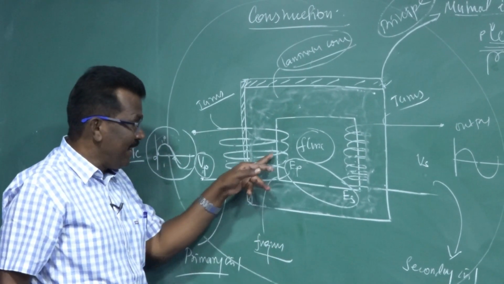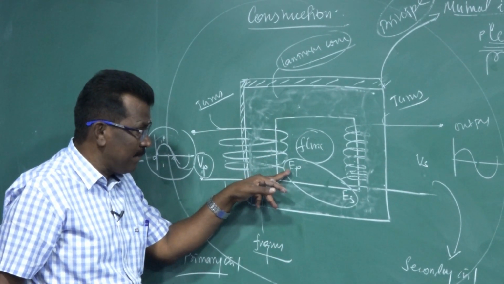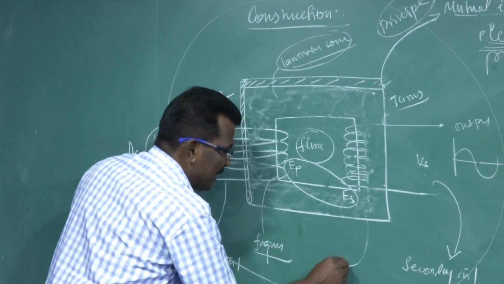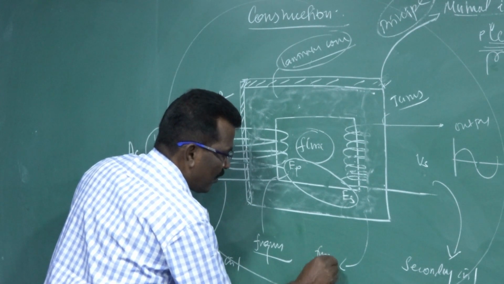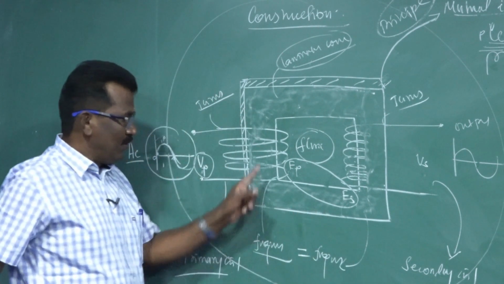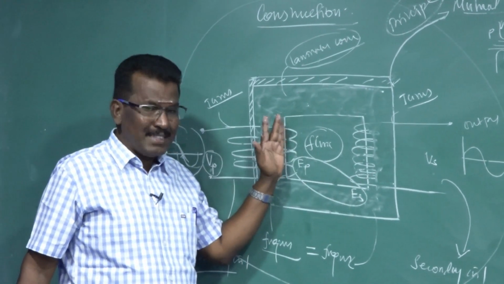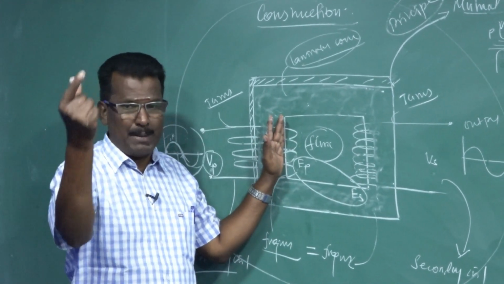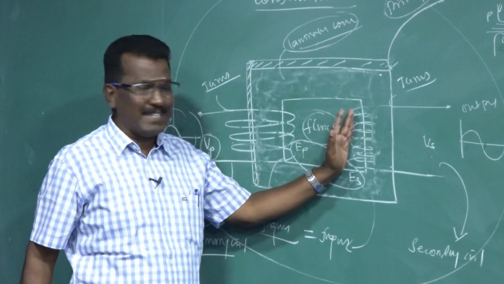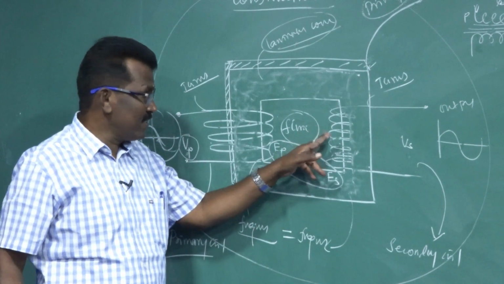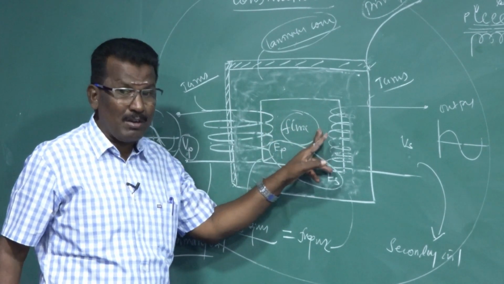The varying magnetic flux across the primary has a frequency, so the frequency of the primary is equal to the frequency of the secondary. That means when the flux changes in the primary in a given interval of time, in the same interval of time the flux changes in the secondary. So the frequency remains the same across both coils.